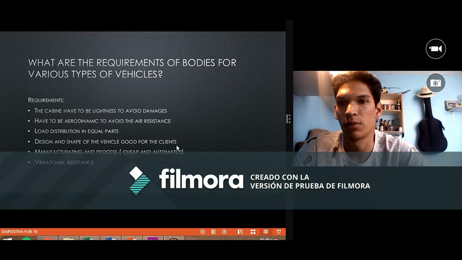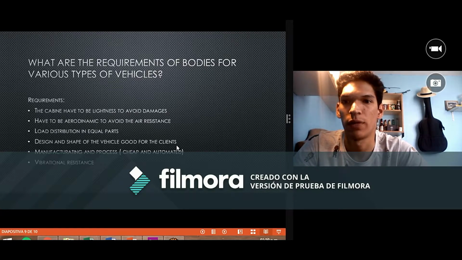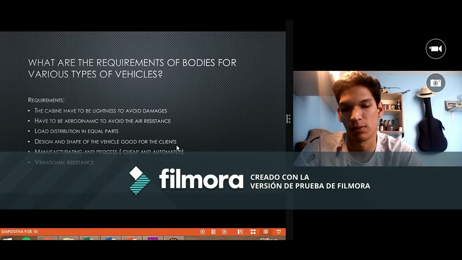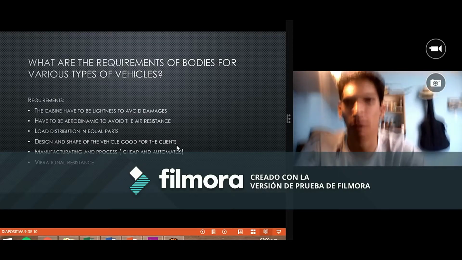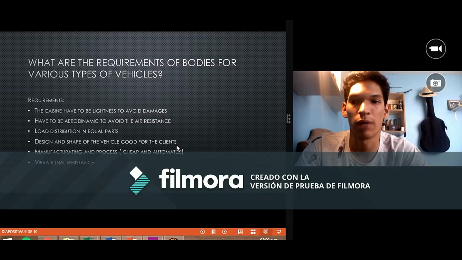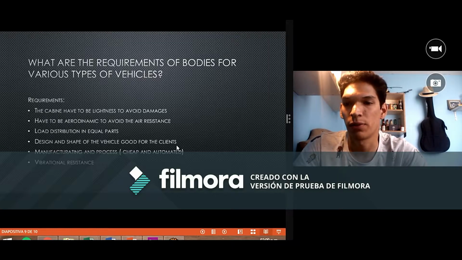Next we have to read the second question: what are the requirements of bodies for various types of vehicles? The requirements are that the cabin has to be lightweight to avoid damage. I mean the cabin should not be heavy for the chassis. If it is heavier, we have to make the chassis of a more resistant material. The second point is that it has to be aerodynamic to avoid air resistance.